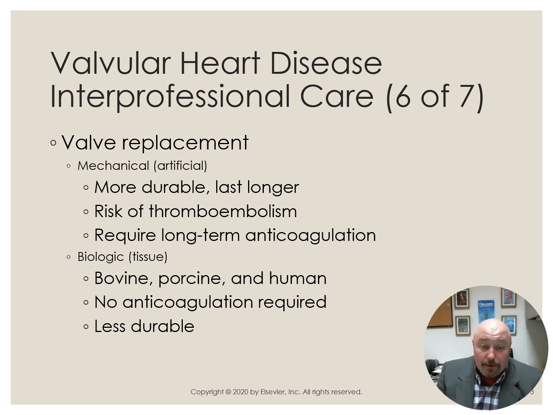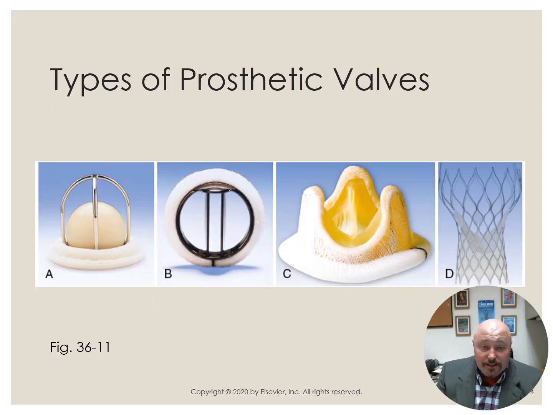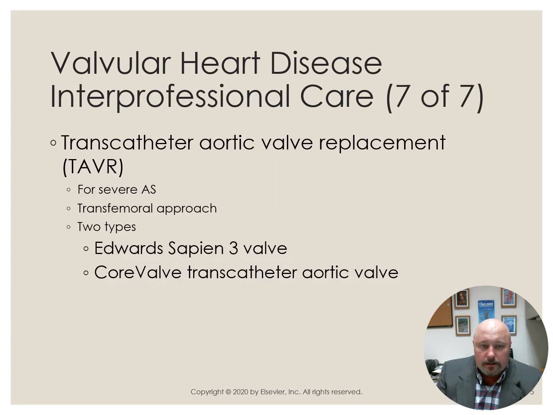On the other hand, biologic valves are another option, coming from sources such as bovine, porcine, or human. They do not require anticoagulation therapy, though they are less durable. Here in figure 36-11, we just have various types of prosthetic valves. In the case of a transcatheter aortic valve replacement, this is for severe cases. It comes through the transfemoral approach with two types, the Edwards Sapien 3 valve or the CoreValve transcatheter aortic valve.